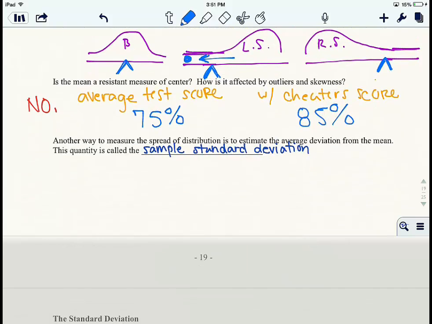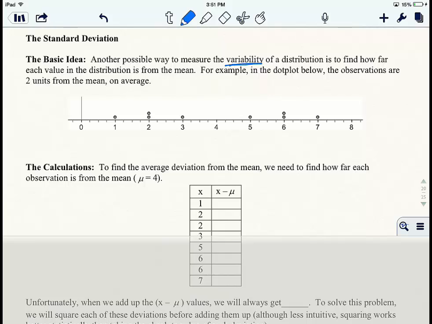Another way to measure the spread of a distribution is to estimate the average deviations from the mean. This quantity is called the sample standard deviation, and we denote that by S of x. Standard deviation is another way to measure the variability of a distribution. And what we're going to do is to find out how far each value is from the mean. For example, in the dot plot below, the observations are 2 units from the mean on average.